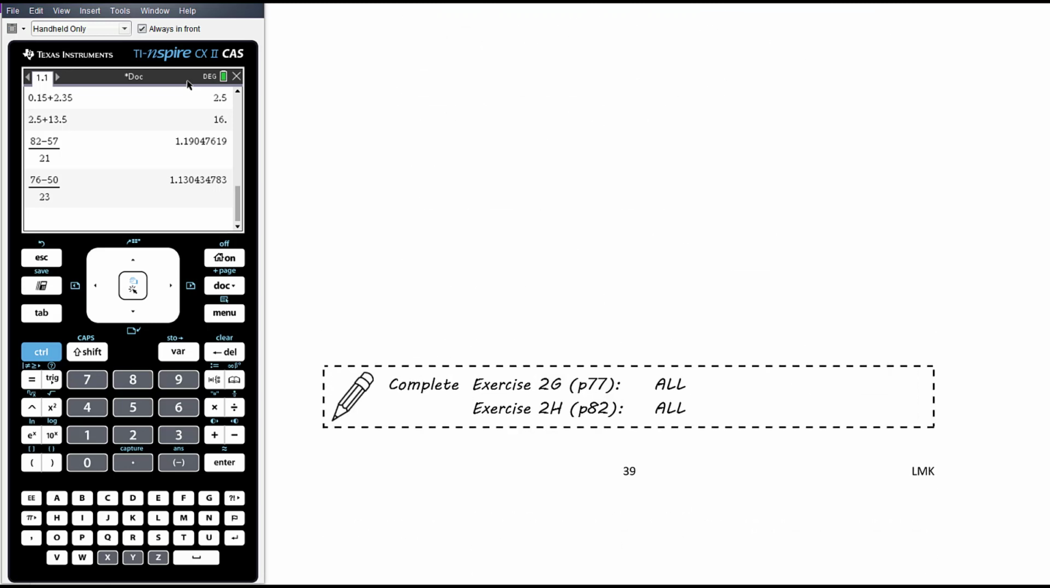Okay, so the work today for normal distribution and z standardized scores is from 2G, exercises 2G and 2H.